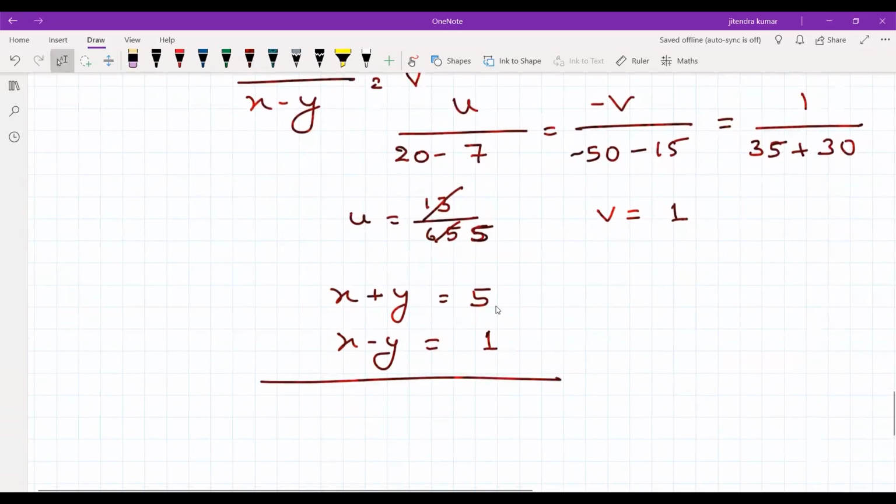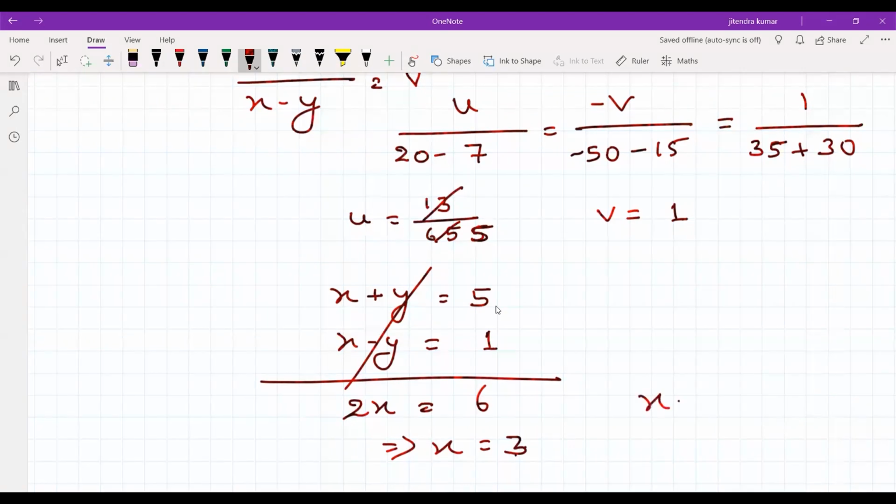So we can just add these two equations. If you add these two equations, y will get cancelled. We will have 2x is equal to 6. That will give us x is equal to 3. Now just put x is equal to 3 in either of these two equations. If we put x is equal to 3 in the first one, that will give you y is equal to 2. So we have x is equal to 3 and y is equal to 2.